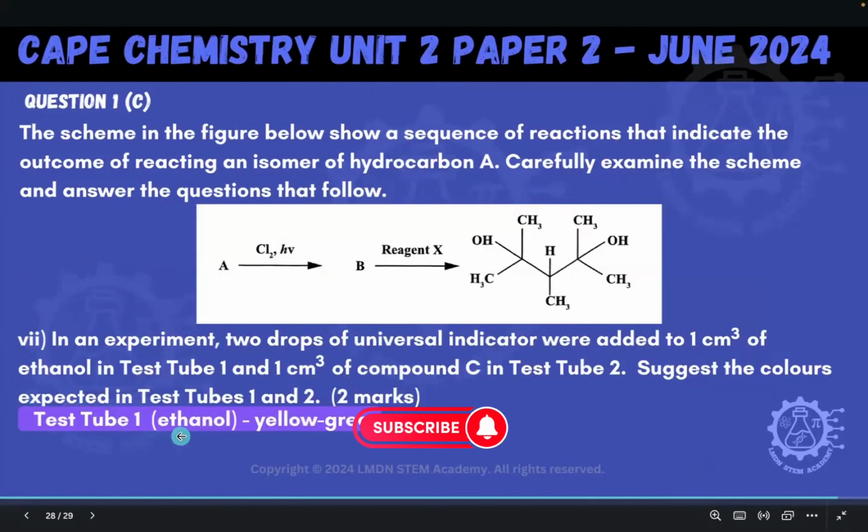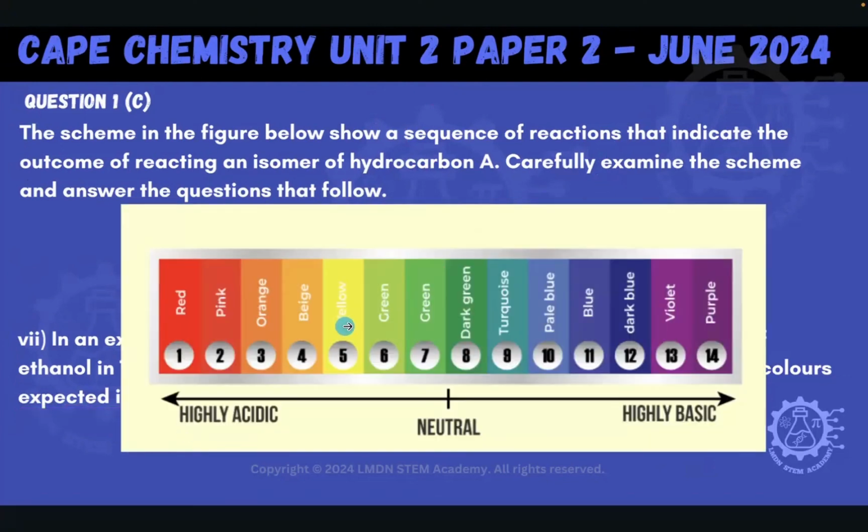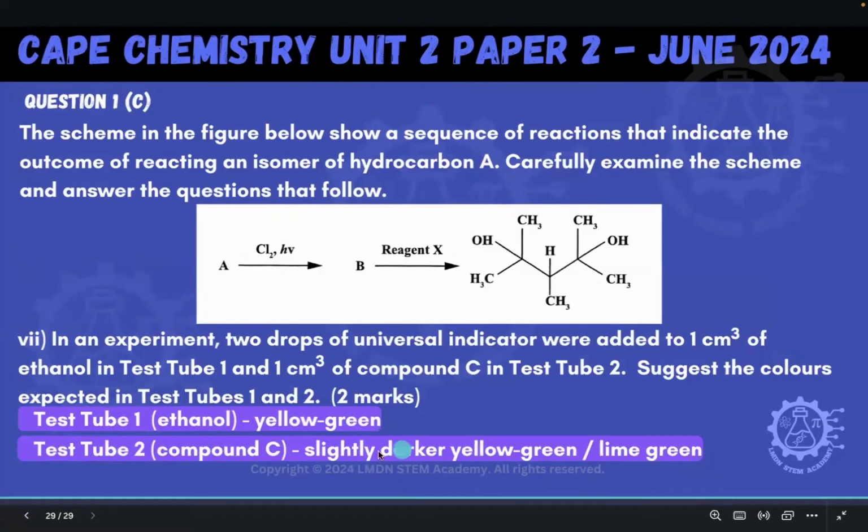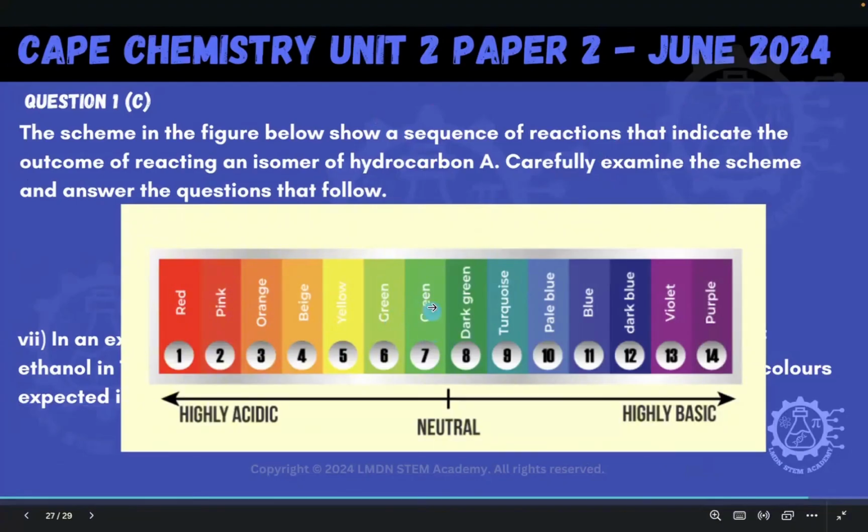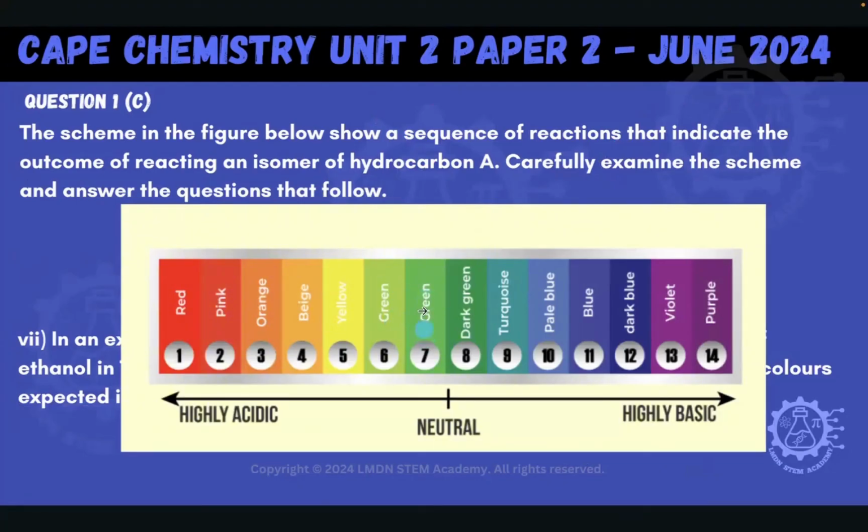So in test tube 1 for ethanol, we expect to see a yellowish green, and that would be ethanol, a weak acid. And an even weaker acid would be the compound C. And so that would be a slightly darker yellow-green or lime-green. So those are the colors that we would expect to see. Okay? And so with that, we've come to the end of this question.